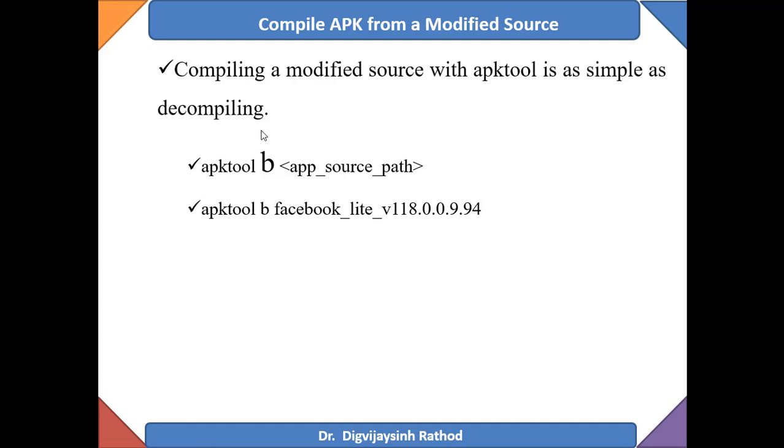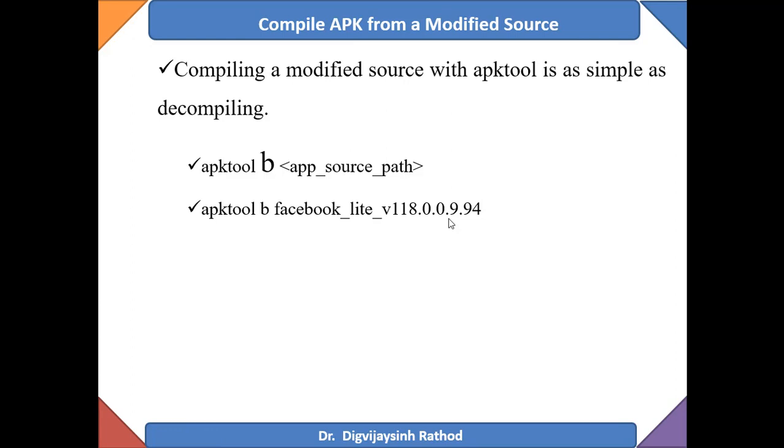Now we'll do the reverse one, that is called rebuilding. After creating the files and folders, if you do modifications and want to generate the APK file or the jar file, then you just need to write apktool, the option is b, and provide the app source path which was created by apktool option d, followed by the file name with the APK extension. And what this will do, this will create your APK file. Okay, so this is it.